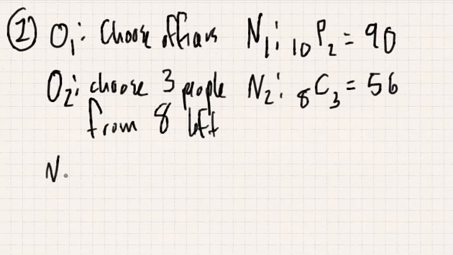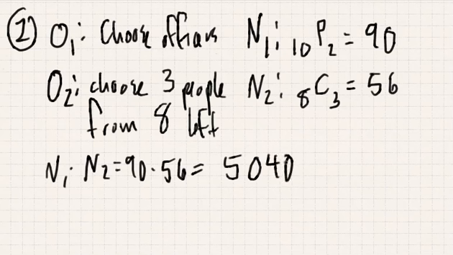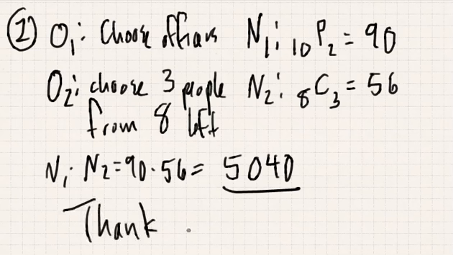And so the total number is n1 times n2, which is 90 times 56. And math says that this should be consistent, and I encourage you to check that 90 times 56 is indeed equal to 5040. So thank goodness that this is right.